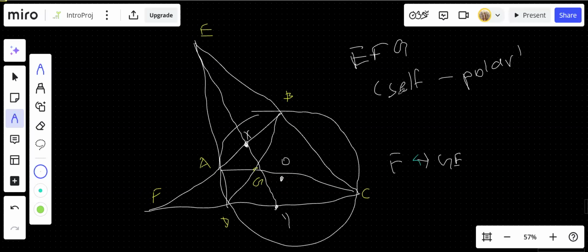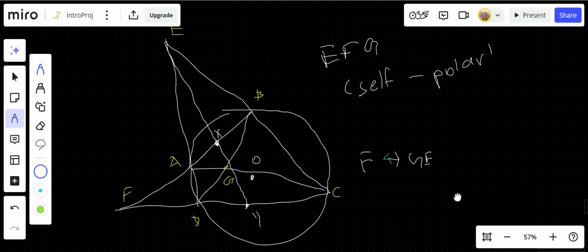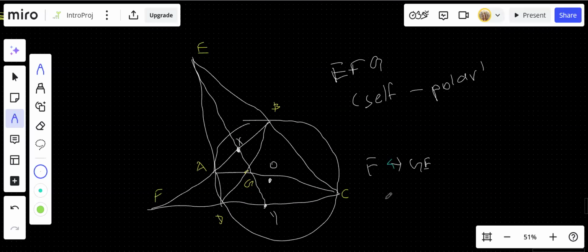So what can one do here? You know that Y lies on the polar of F, and also X lies on the polar of F. Why does Y lie on the polar of F? Because of Ceva and that harmonic thing. Yeah, exactly. So (F, Y; C, D) is -1, right?